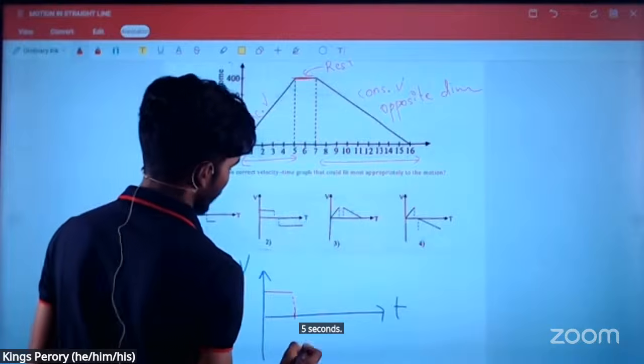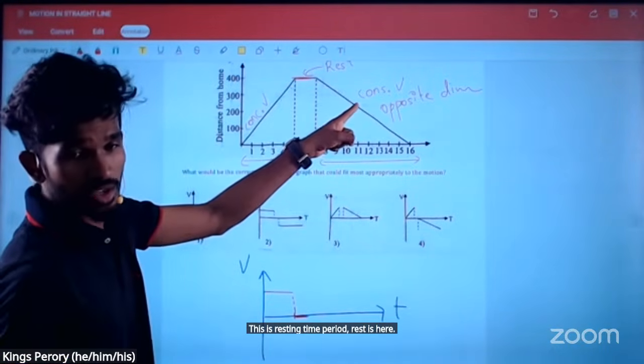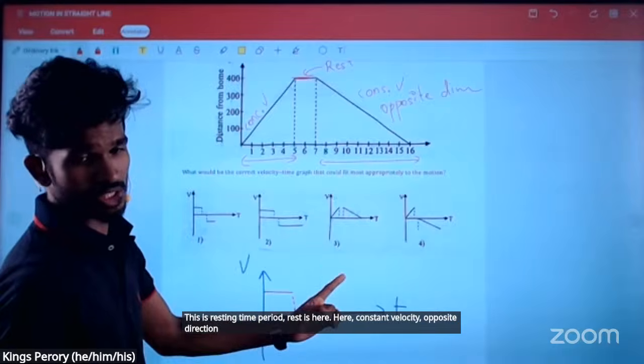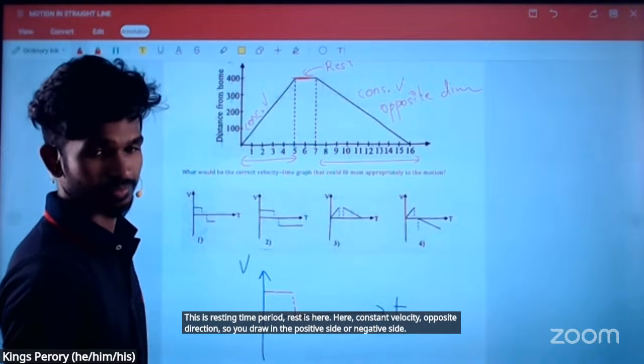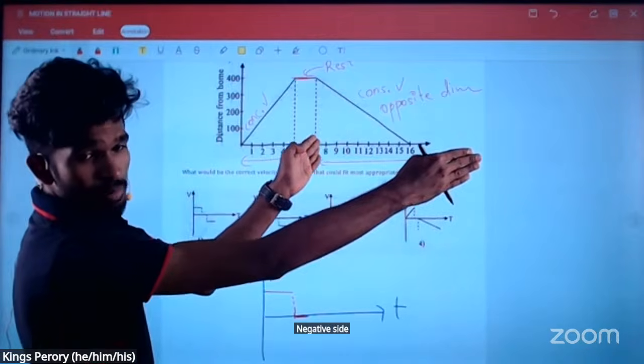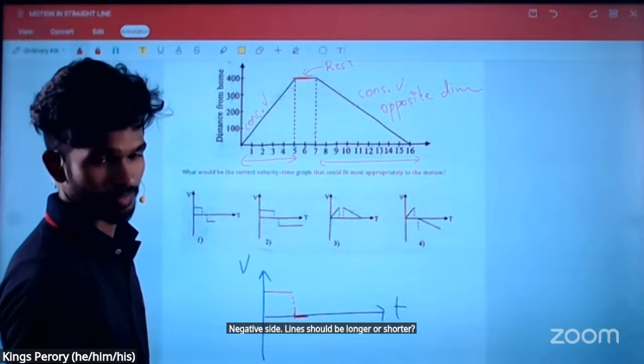This is the resting time period. Rest is here. Here, constant velocity in the opposite direction. So do you draw it on the positive side or the negative side? Negative side. Should the line be longer or shorter? Long.